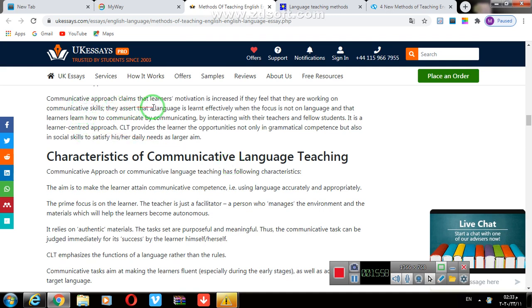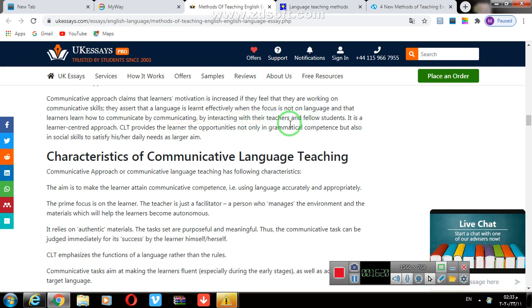Communicative approach claims that learners' motivation is increased if they feel that they are working on communicative skills. They assert that a language is learned effectively when the focus is not on language and that learners learn how to communicate by communicating, by interacting with their teachers and fellow students.